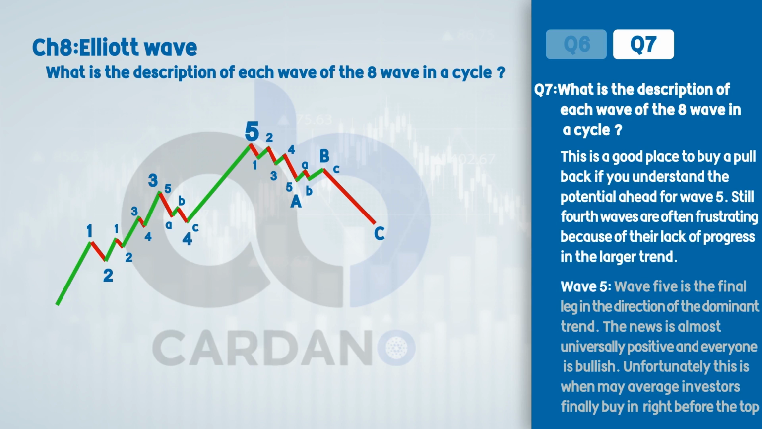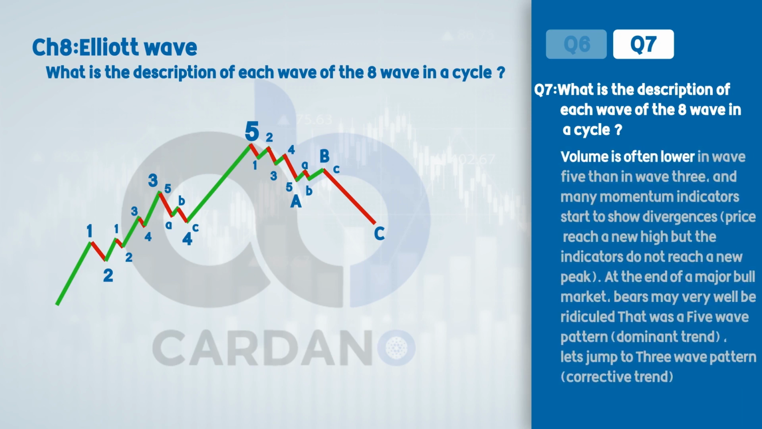Wave 5. Wave 5 is the final leg in the direction of the dominant trend. The news is almost universally positive and everyone is bullish. Unfortunately, this is when many average investors finally buy in, right before the top.